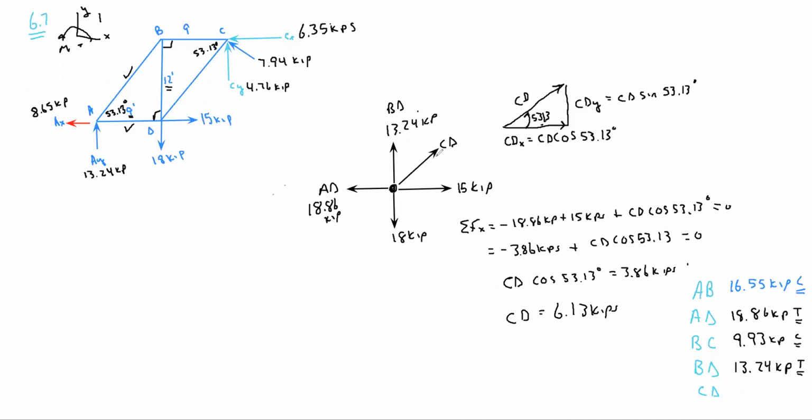I have the reaction at the joint due to member CD pulling away, which means that since it's pulling away from the pin, the force is in tension in that member. Well, I'm going to have to erase to get it all to fit. 6.13 kips. So 6.13 kips in tension.